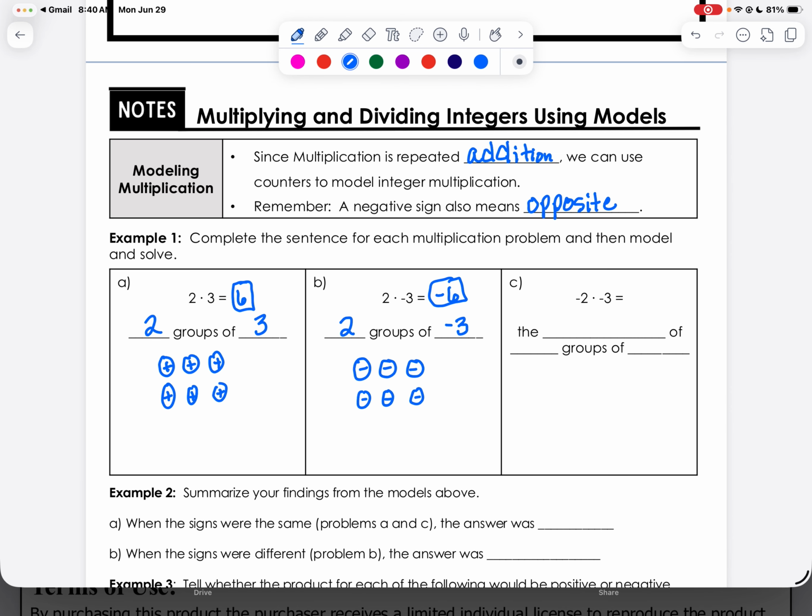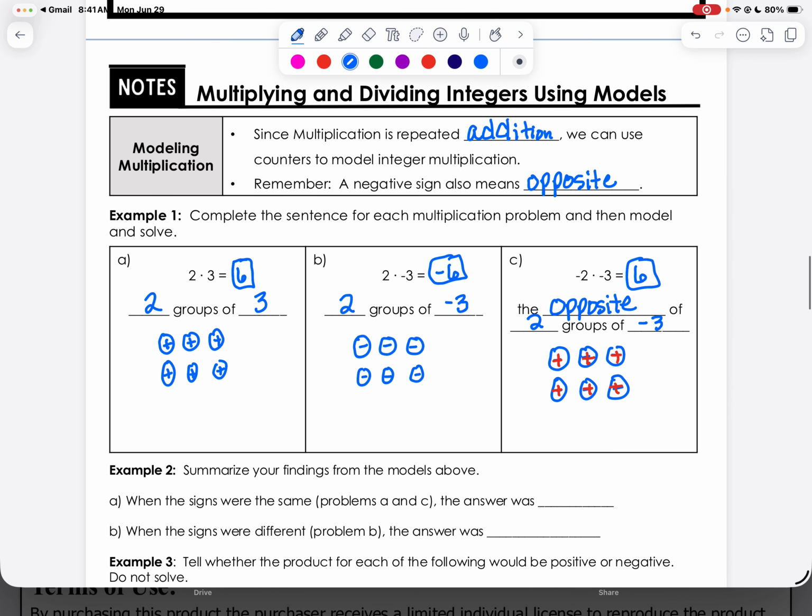Now, when your first number is negative, that means opposite. So in this problem, we have the opposite of 2 times negative 3. So what this literally means is the opposite of 2 groups of negative 3. So I'm going to start out by making 2 groups of negative 3. But in this problem, we want the opposite of 2 groups of negative 3. So if I were to take the opposite of all of these counters, that would give me a total of positive 6.